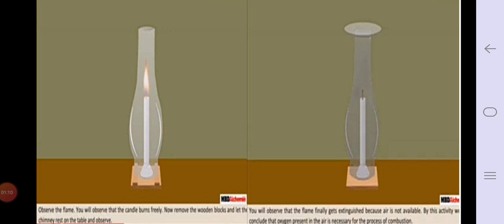the candle burns freely. But in the second picture you can see that the chimney is covered with a glass lid and air does not enter into the chimney. So what happens? The candle extinguishes because air is not available in the chimney. So this is the conclusion, that air is important for combustion.